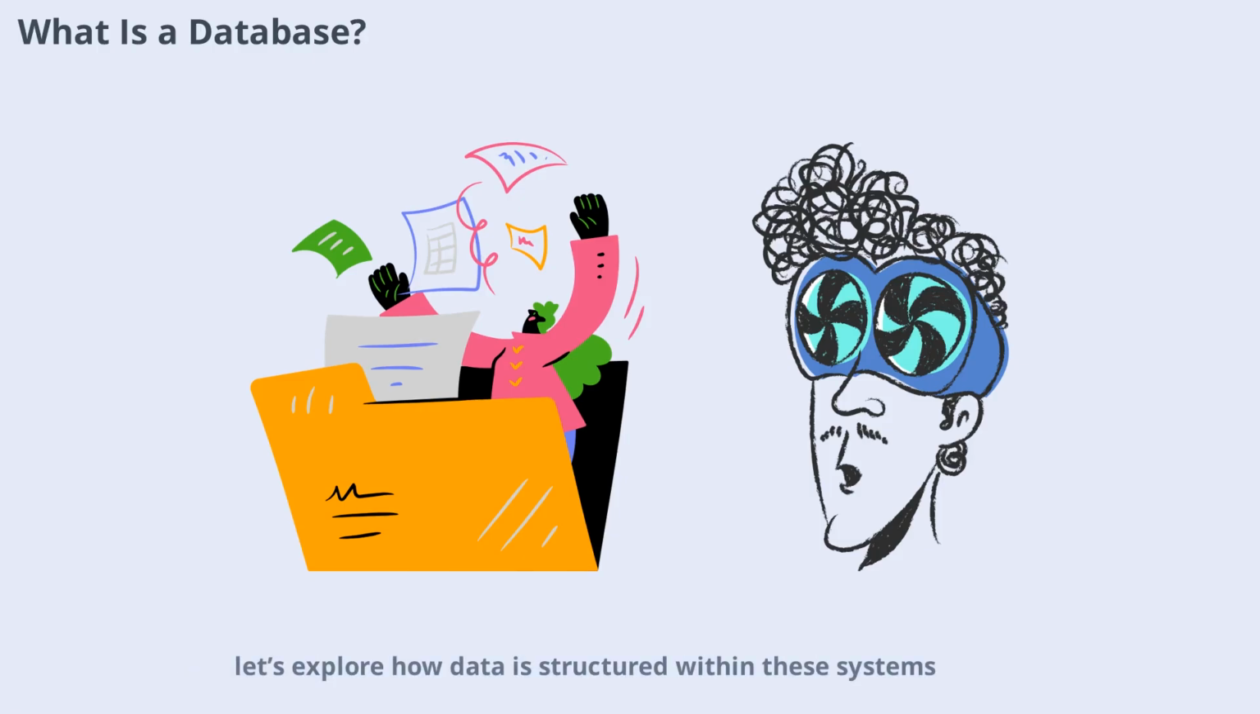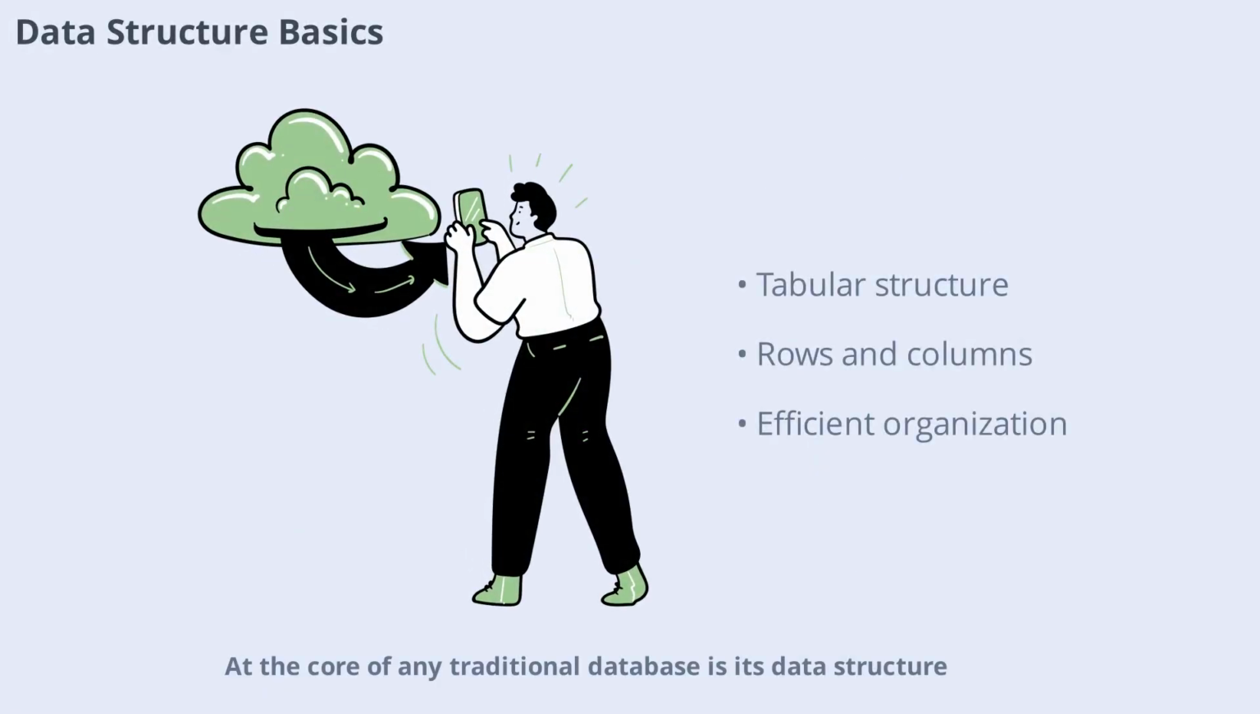Next, let's explore how data is structured within these systems. The core of any traditional database is its data structure. This refers to how data is organized, defined, and related within the system. Most traditional databases use a tabular structure, meaning data is stored in tables made up of rows and columns. Each row represents a record, while each column represents a specific attribute or field. This structure makes it easy to search, sort, and manipulate data. The tabular format is not only intuitive but also highly efficient for handling large volumes of information.